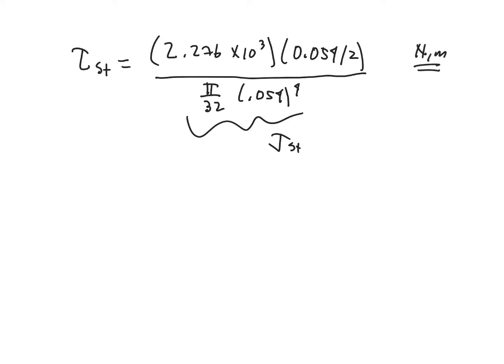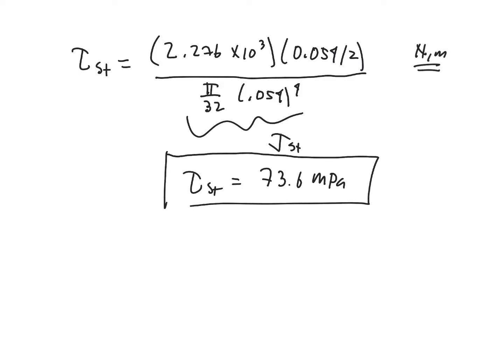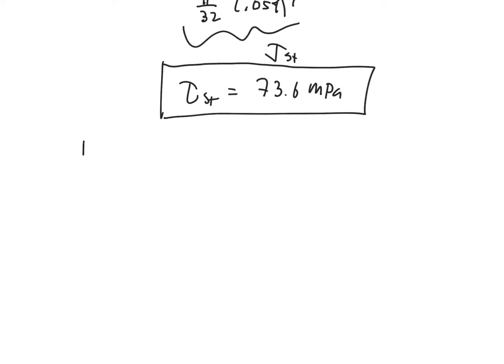And we do all that and we find that tau in the steel is equal to 73.6 MPa, 10 to the sixth. So that is our maximum stress that we've got inside of the steel section. The shear stress in the aluminum is going to be its torque. So that's going to be 1.724. And again, just like we did up here, we have to do times 10 to the third to get it from kilonewton meters to newton meters.